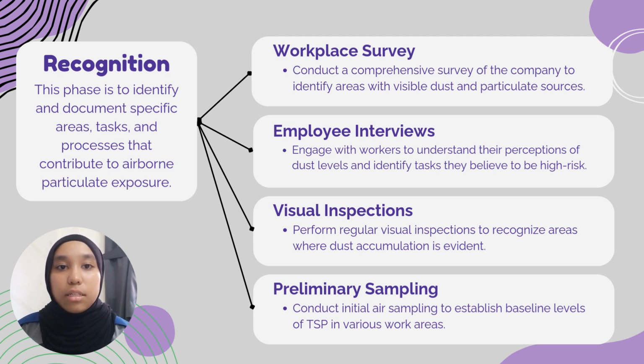And number 3 is visual inspections, which is to perform regular visual inspections to recognize areas where dust accumulation is evident. And the last one is preliminary sampling, which is to conduct initial air sampling to establish baseline levels of TSP in various work areas.